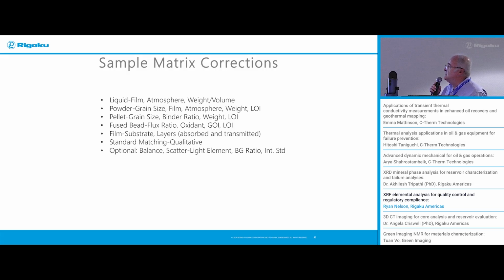Film, substrate, and layers, you're going to have a transmitted component and absorbed component. Matching, qualitative to improve accuracy. And inputting a balance and scatter. Because you can use scatter estimation, Compton scatter, based on the average atomic number, to calculate the light element composition, be it CH2 in an oil or in fuel.